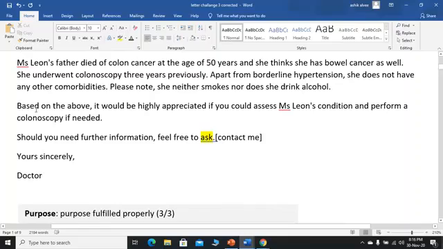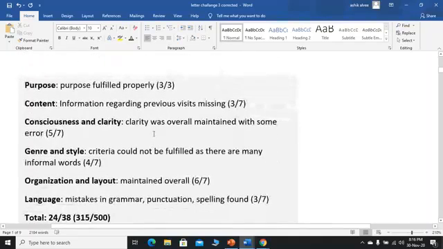Okay, based on the above, it would be highly appreciated if you could assess Ms. Leon's condition, perform colonoscopy if needed. Should you need further information, feel free to ask. This is informal language. You should write feel free to contact me. It is formal. You can write anything that is formal. Alright, so this letter is corrected. Now let's see how we have marked this letter.